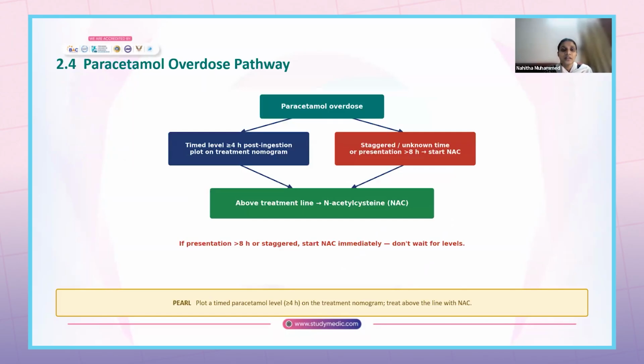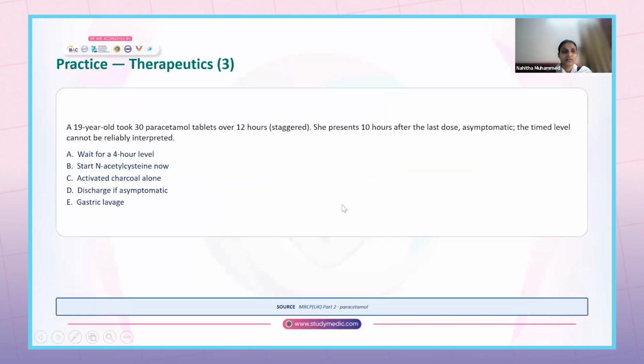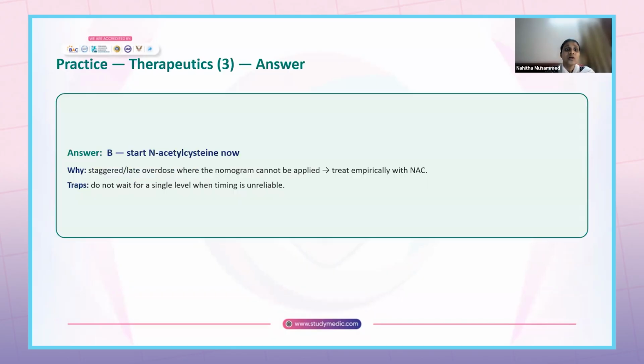Paracetamol overdose, if it is more than 4 hours post-ingestion, we can give N-acetylcysteine. Even more than 8 hours, we can give N-acetylcysteine. A 19-year-old took 30 paracetamol tablets over 12 hours. She presented 8 hours after the last dose, asymptomatic. The time level cannot be interpreted. What to do? However, the patient had taken a staggered or late overdose, so we can give NAC.